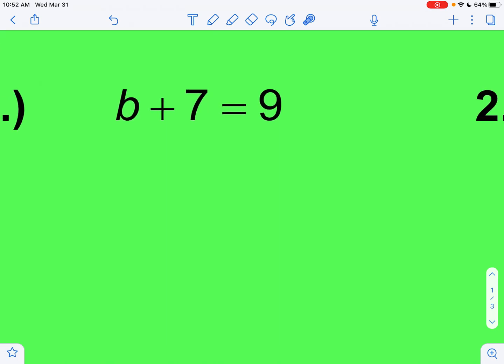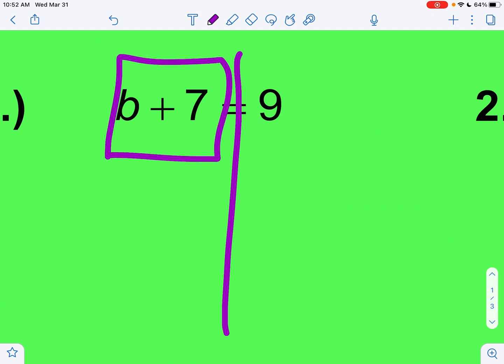We have b plus 7 and that equals 9. So when I'm solving equations, I like to draw a line down my equal sign. So I know we have two sides. We have the left side, which has b plus 7, and we have the right side, which just has 9. Okay? So I drew my line.